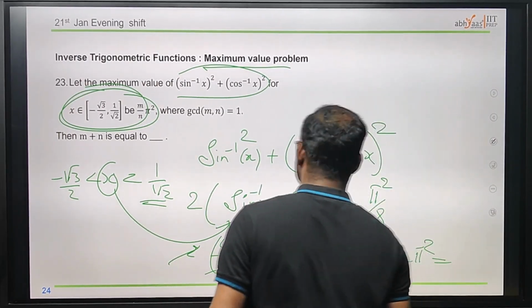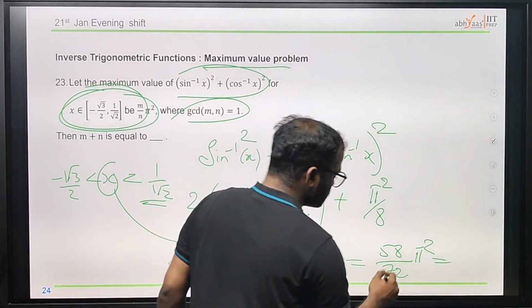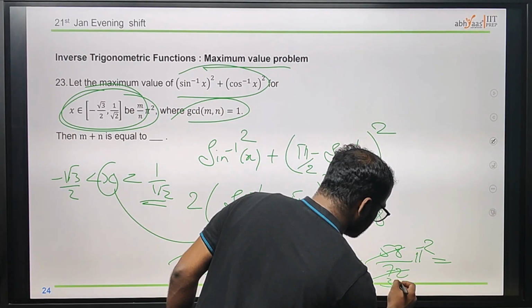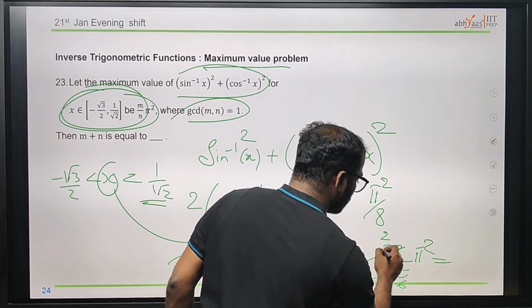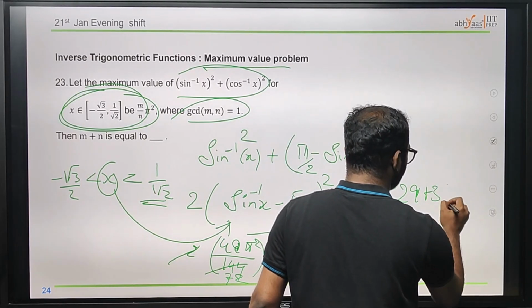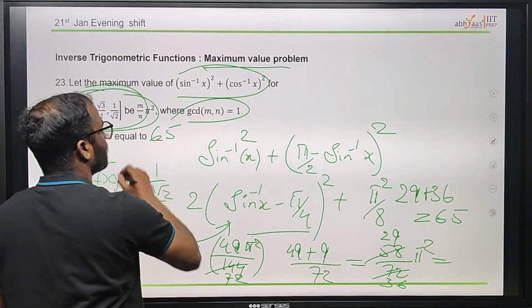Since the GCD of m and n has to be 1, we cancel this out, which gives 2 times 3, 6, and 2 times 2, 2 times 9. Just add them: 29 plus 36, and we get 65. Therefore, 65 is our answer.